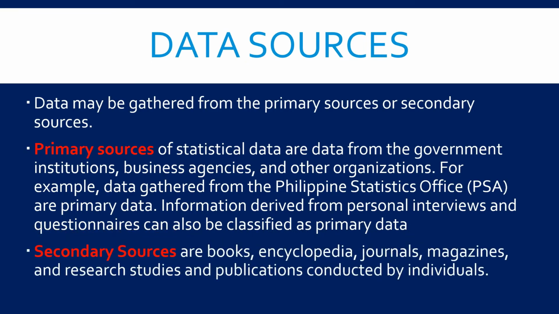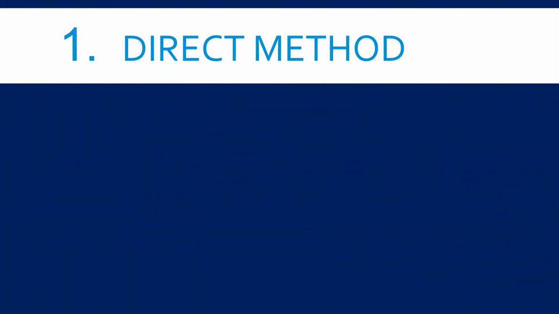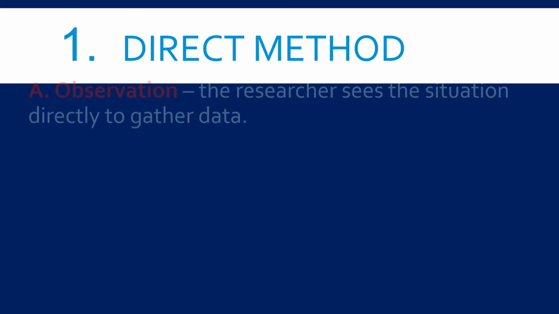Secondary sources are books, encyclopedias, journals, magazines, and research studies and publications conducted by individuals. So these are the things that you would see or read in books or in references that you might also gather that would support the data that you are going to gather. Now, in gathering data, you are highly encouraged to make use of the primary sources, or the first-hand information. The first specific method on how to gather data is the direct method.